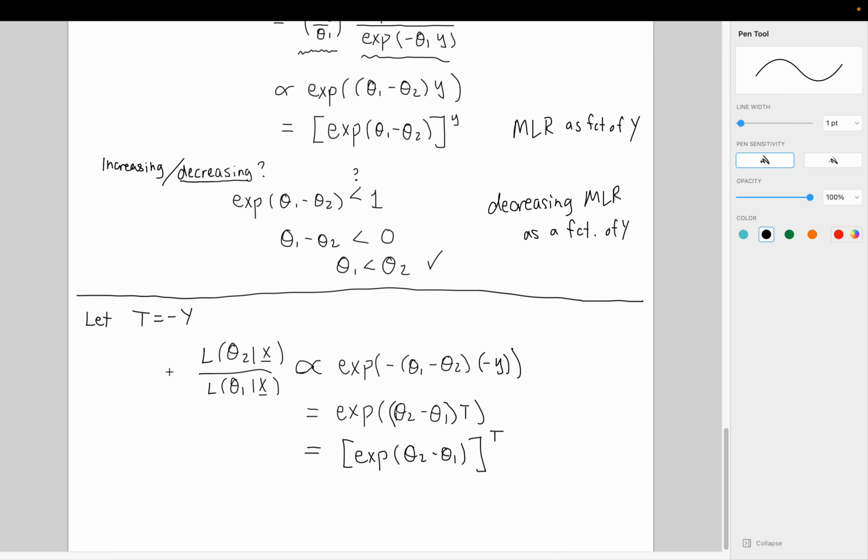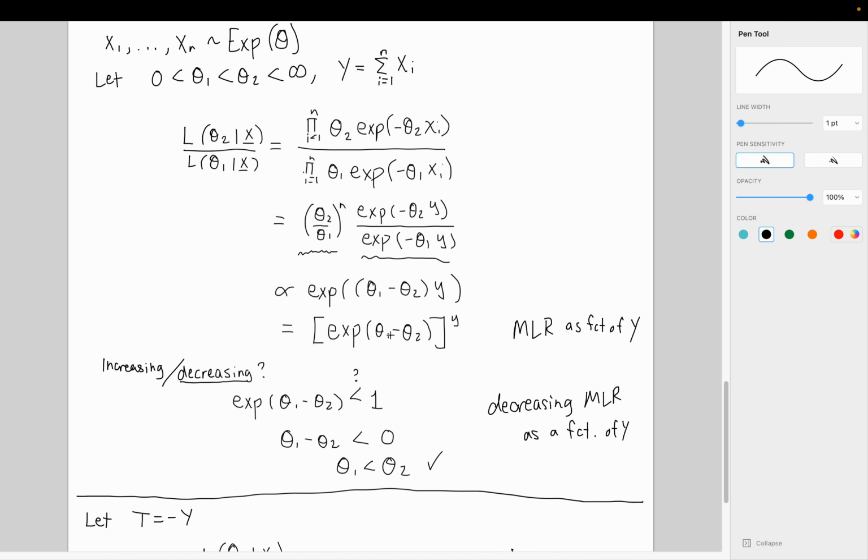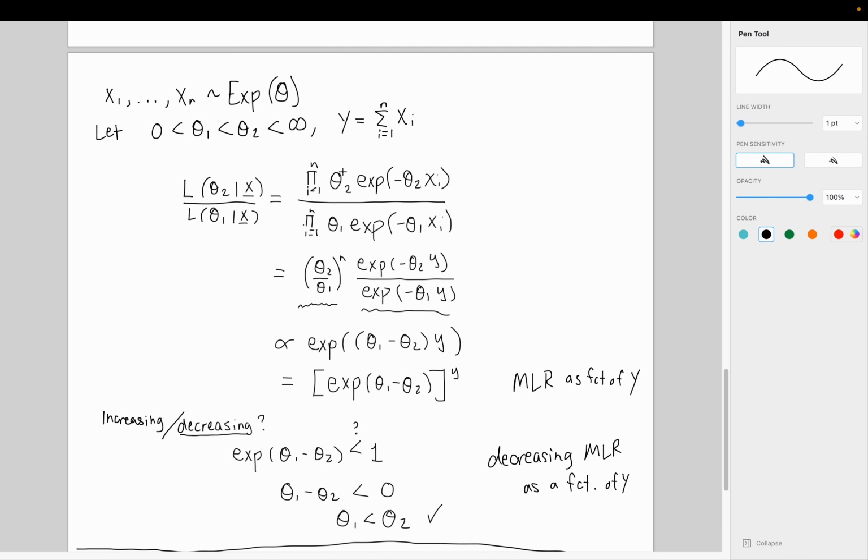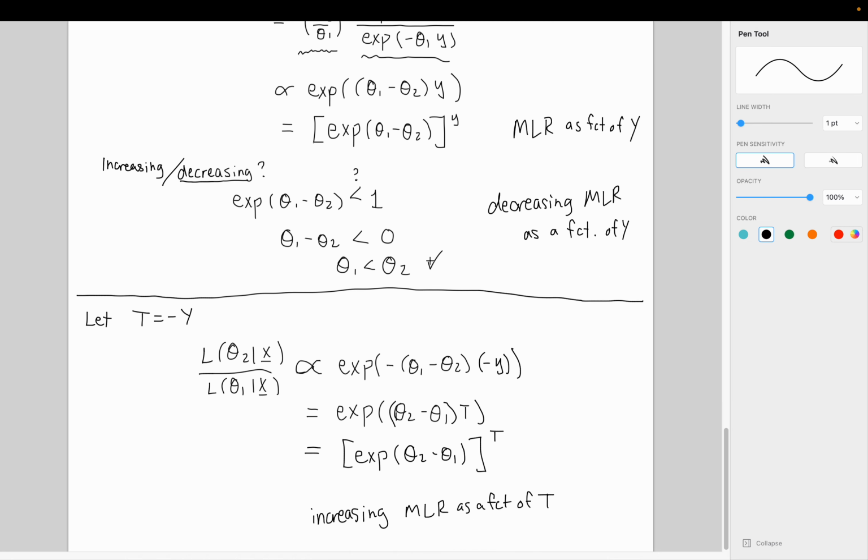Now we can see that with this alternative statistic we have an increasing monotone likelihood ratio as a function of t. And I figured out it was an increasing monotone likelihood ratio as a function of t because of the check that we did over here. So in any situation, we can often find versions of the monotone likelihood ratio and a statistic of the data in which it is increasing or decreasing, which will be helpful for us later on.